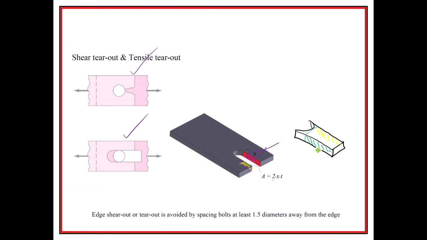So 2, because there's 1, 2, and then x is a dimension, and it's really how close you are to the edge, from the edge of the bolt to the edge of the piece right here, and then times the thickness. And the way to avoid this failure is to move the bolt away from the edge, right? So we make x large enough, 1.5 times the diameter, and that usually takes care of this kind of shear stress. But we should take a look at it and see if it's going to fail.